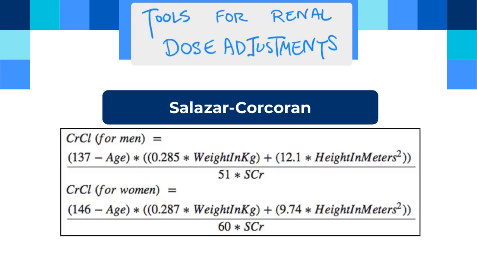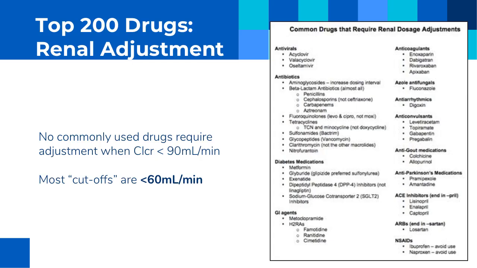The Salazar-Corcoran equation is used to measure creatinine clearance in obese patients, and that's when BMI is over 30 kilograms per meter squared. There are no commonly used drugs that require a dosage adjustment when creatinine clearance is below 90 mL per minute. The general cutoff you'll see is around 60 milliliters per minute or below.